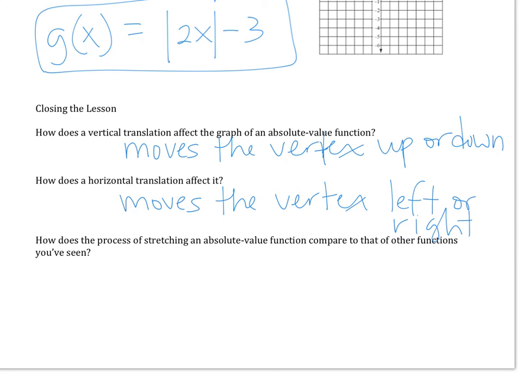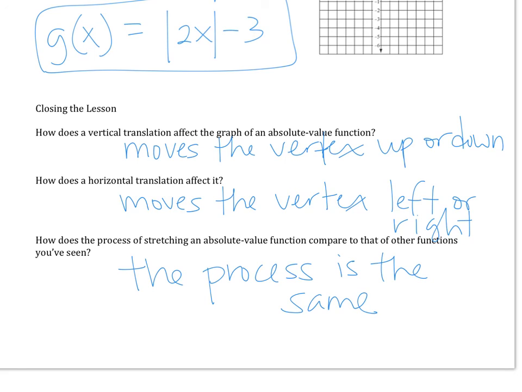How does the process of stretching an absolute value function compare to that of other functions you've seen? And hopefully you've seen that the process is the same. Again, focus on being able to write the transformation in this section. The basic f of x equals absolute value of x. You should be able to graph the transformation, but when you get into the more complex problems, I will not be too concerned with you being able to graph.